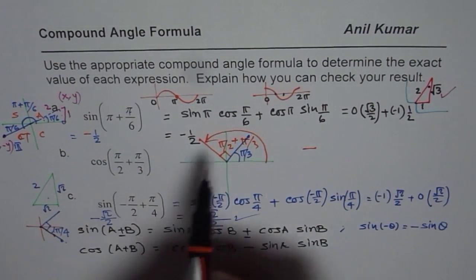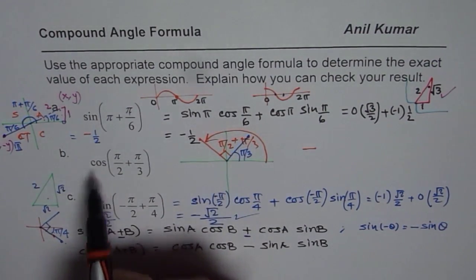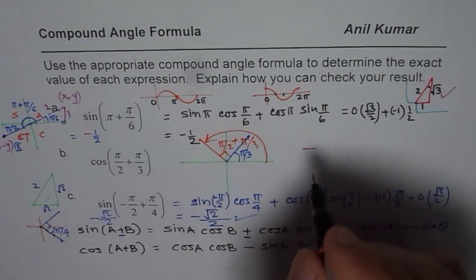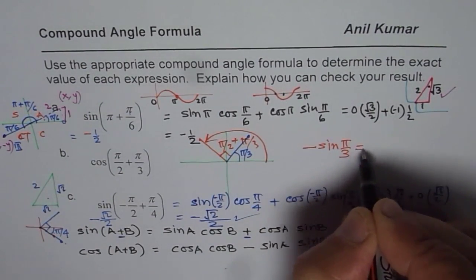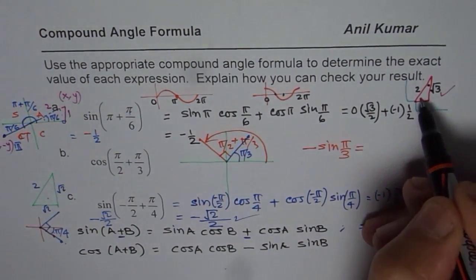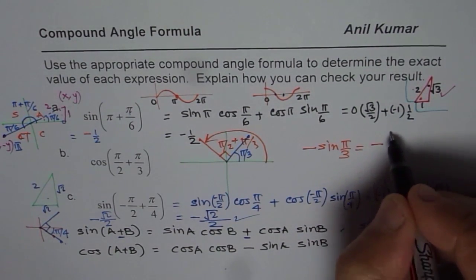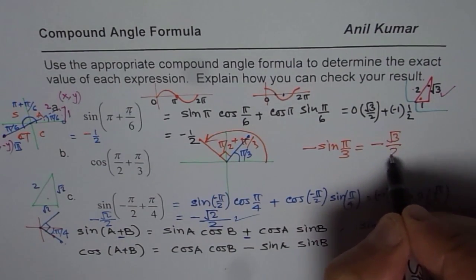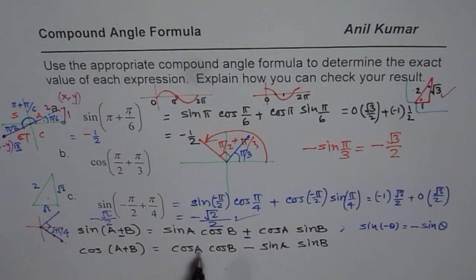Second, whenever you add or subtract pi by 2, it changes to the sine function, right? So we will basically get sine of pi by 3, which, let's look into the value. Pi by 3 is this angle, right? So we get minus square root 3 over 2. So that is the answer which you should get once you expand it using compound angle. I hope the steps are clear.